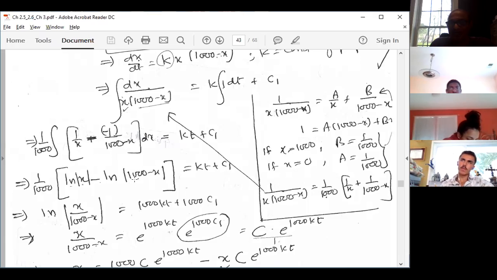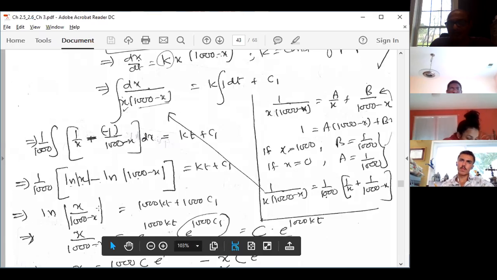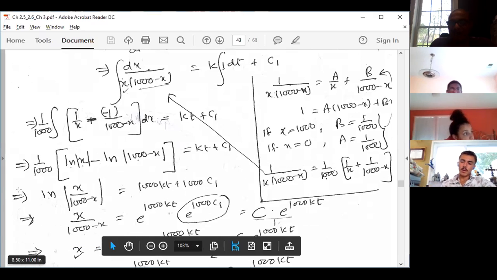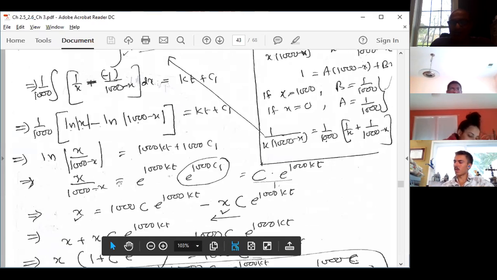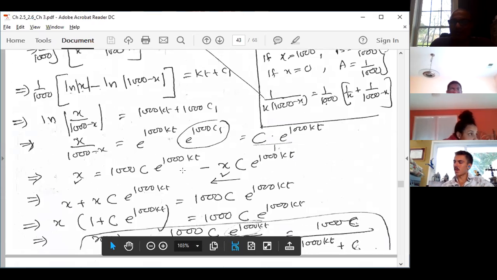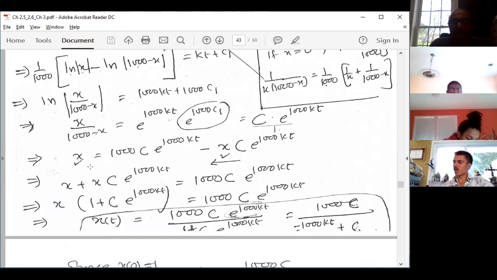ln property, x divided by 1000 minus x. Again, ln and exponential are inverse functions of each other. Send this ln to the other side as an exponential function. So e to the power this plus this. 1000 constant, C1 constant, e constant. I would like to consider this one as C. So C e to the power 1000 kt. X equal to 1000 e to the power 1000 kt minus x.